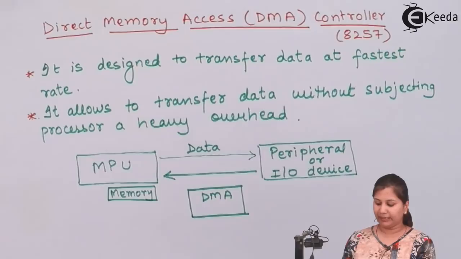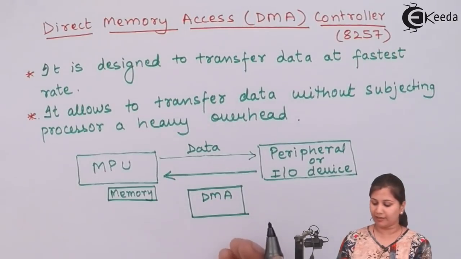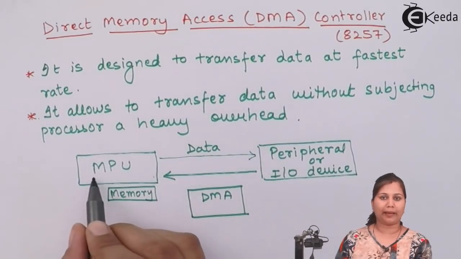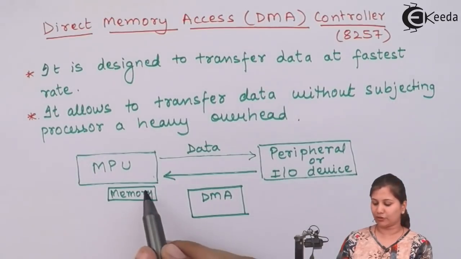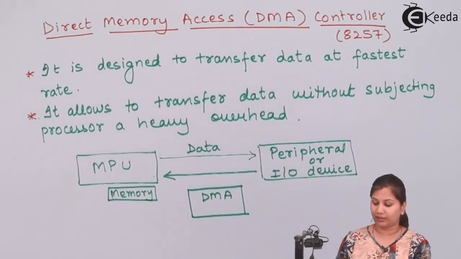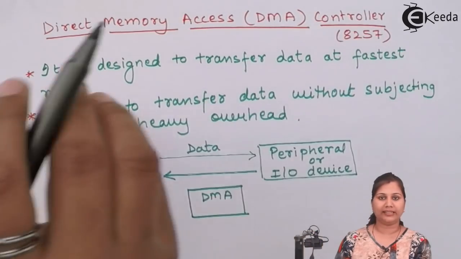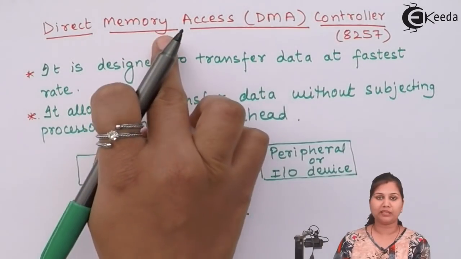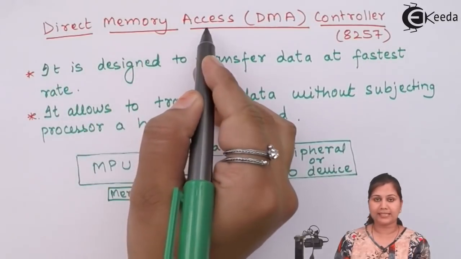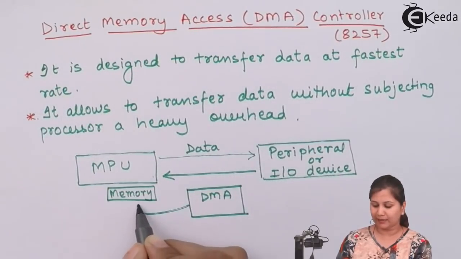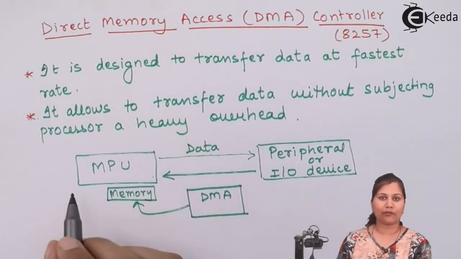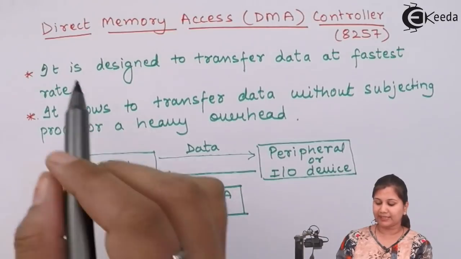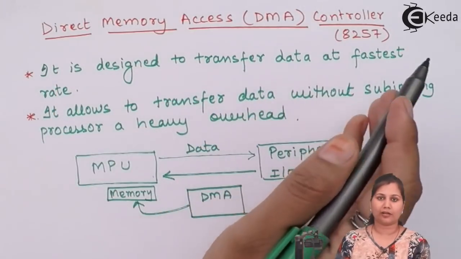Now how will this DMA transfer the data? It will get control of the microprocessor buses like the control bus, address bus and the data bus. All the buses will be in control of this DMA controller. That is why its name is DMA controller, direct memory access. Direct memory access because it can directly access the memory of the microprocessor, and it controls the buses of the microprocessor.